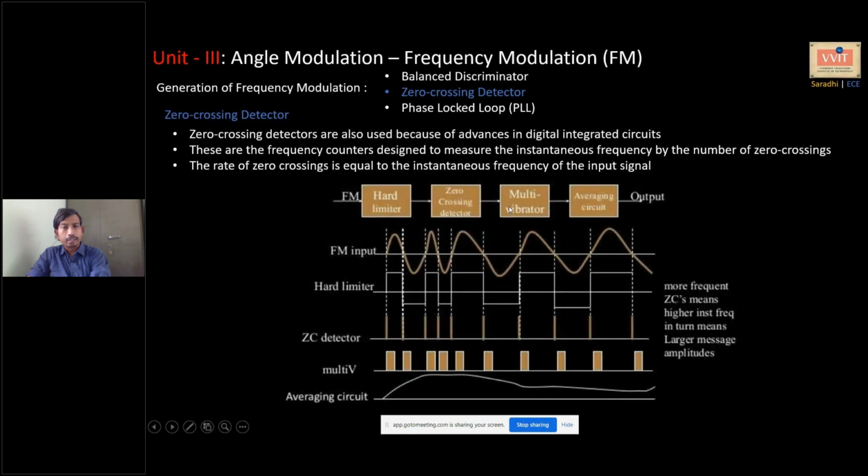But how do you do this calculation? How do you count the zero crossings? So this is how it can be done: hard limiter followed by zero crossing detector followed by multivibrator followed by an averaging circuit, or this is an integrator. So this is your FM input. Its frequency is changing continuously.